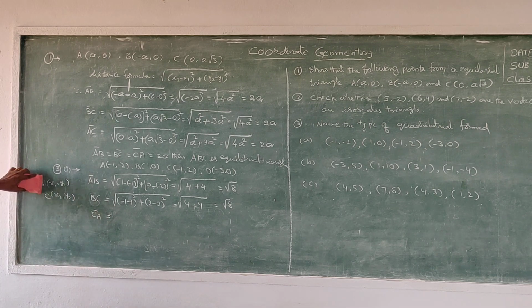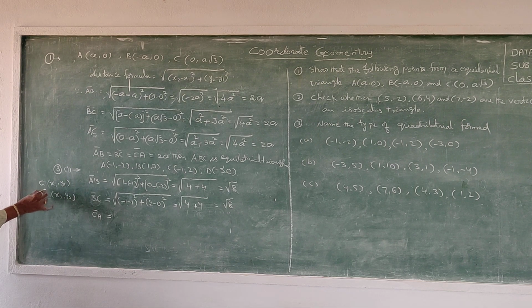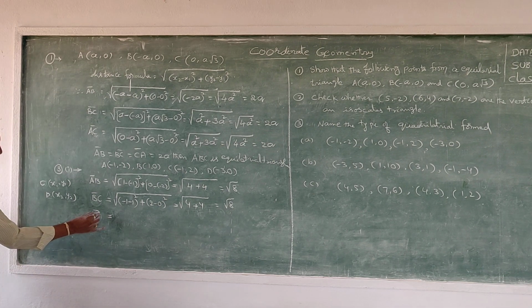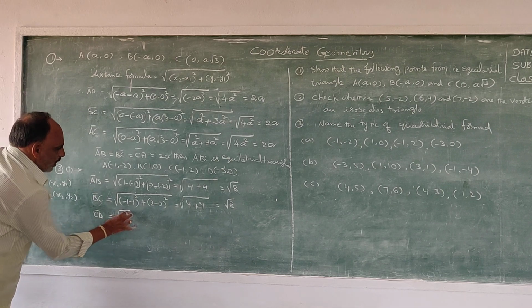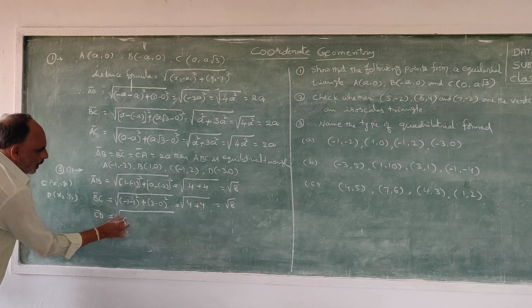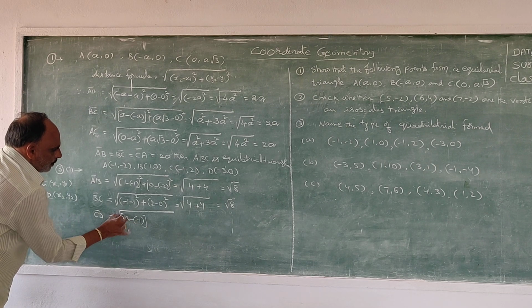And next one, the length of CD. To compare, C is (x1, y1) and D is (x2, y2). So the length of CD is equal to the square root of (x2 minus x1), x2 is minus 3, minus x1, minus 1, whole square.